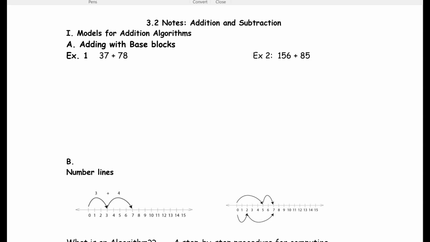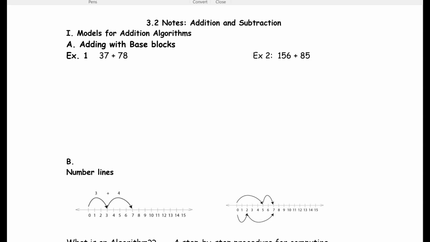Welcome to 3.2, which is on addition and subtraction. We're going to talk about several different ways on how you can add and subtract and show students how to do these operations. We're going to talk about using base 10 blocks and some number lines, lots of different strategies.